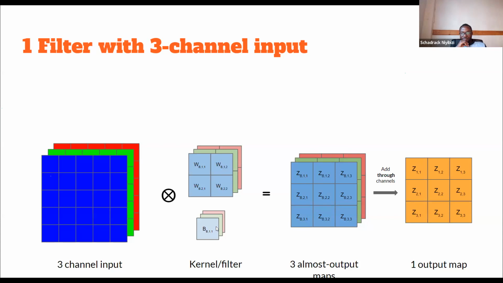Welcome. I'm just wondering, do we always add the three intermediate maps, or is there a case where we would keep all three when moving to the next layer, separate? So you mean for the input? No, I mean for the output. Do we always add and combine the three into one output map, or is there a case where we would keep them separate when moving on to the next step?